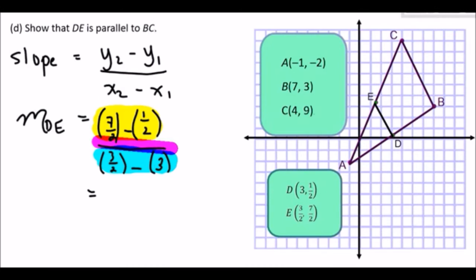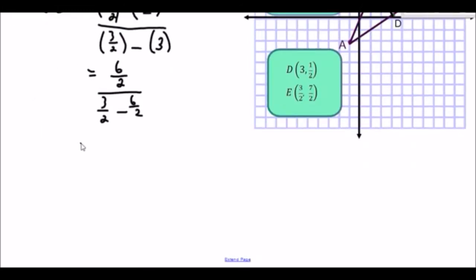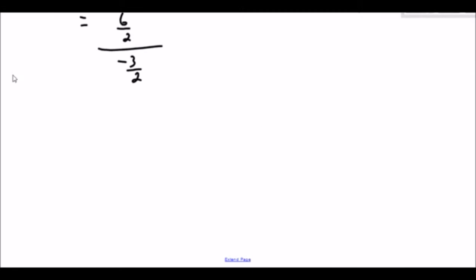Boy, I like highlighting things. Okay, let's get rid of those highlights because they're sort of distracting. So in the numerator, I have 7 over 2 minus 1 over 2, and that's already a common denominator. So that's just 6 over 2 there. In the denominator, I need a common denominator. So this would be 6 over 2. So what I have is 6 over 2 over negative 3 over 2. Now I have just a single fraction for this numerator and a single fraction for the denominator.